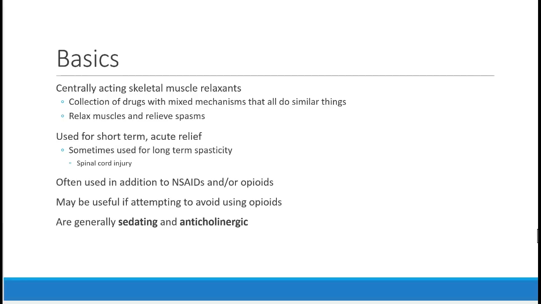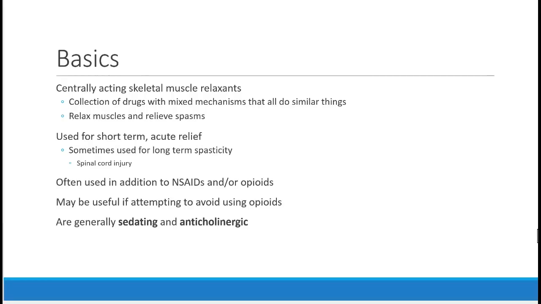Muscle relaxants, I'm not going to spend a ton of time on them. Basically, they work centrally. They do a lot of different things as far as their mechanism of action goes. They generally have sedating and anticholinergic properties. They're kind of on their own island as far as you can combine them with NSAIDs, acetaminophen, opioids. They can all be together. So it's a different way to treat pain potentially.